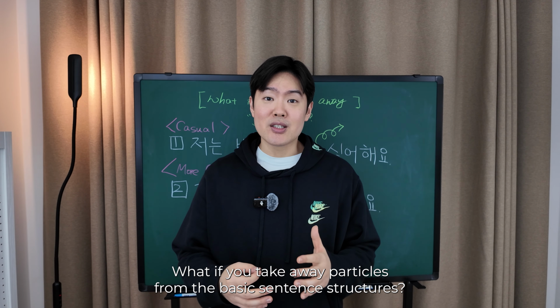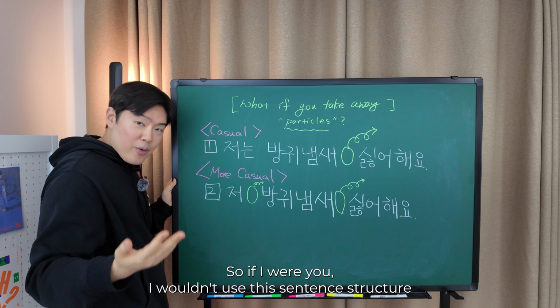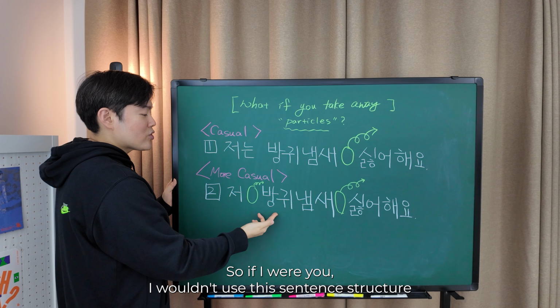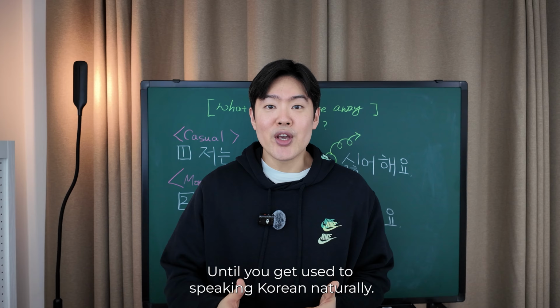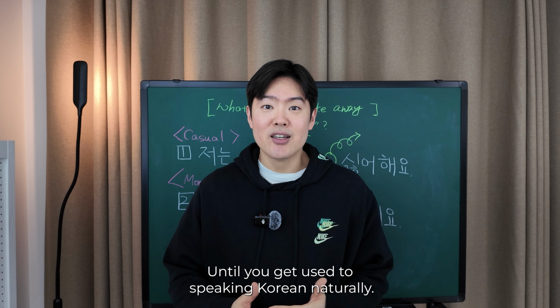So, 저 방귀 냄새 싫어해요. If I were you, I wouldn't use this sentence structure when speaking to someone I'm not close to. And because you take away particles from the basic sentence structure, there might be situations where you can't identify each noun's function. So if you change the word order in that situation, it can sound very awkward. Therefore, try to keep the original word order when you take away particles from the basic sentence structure, until you get used to speaking Korean naturally.